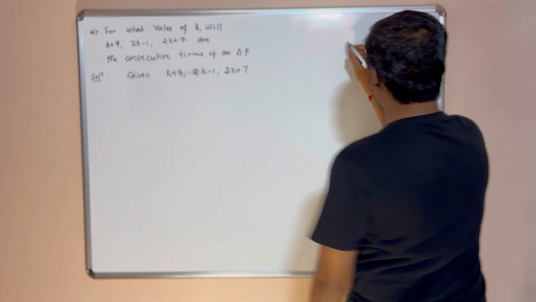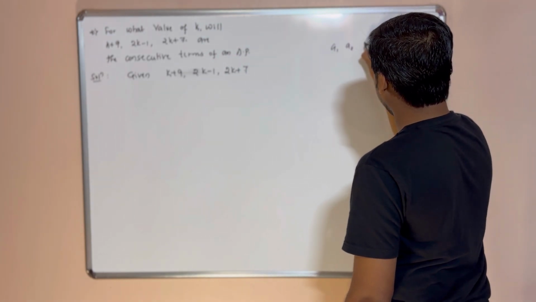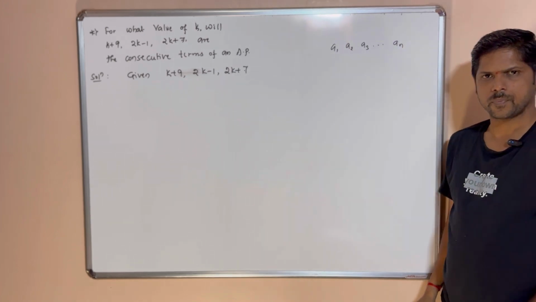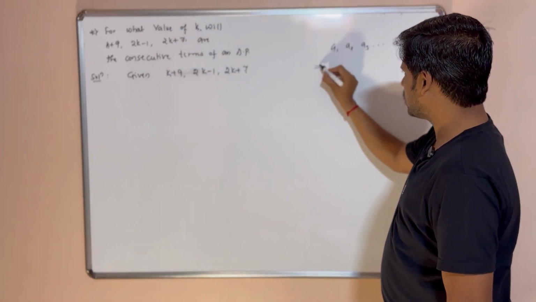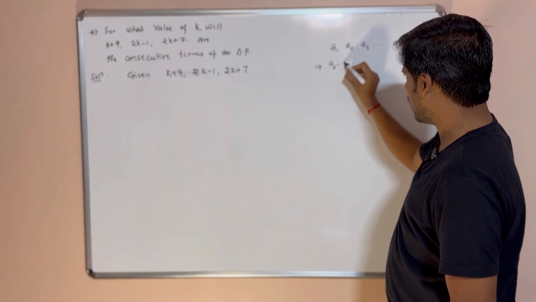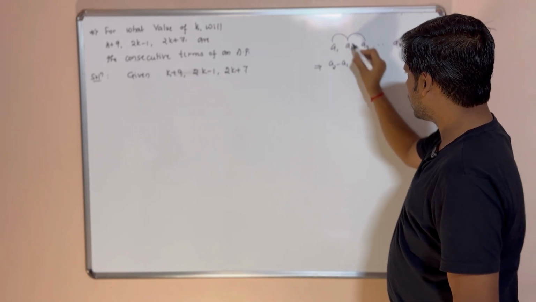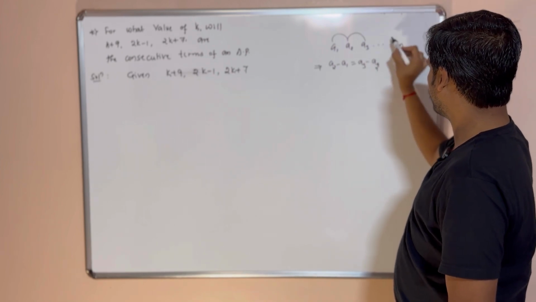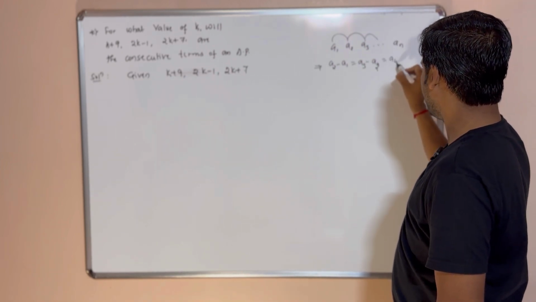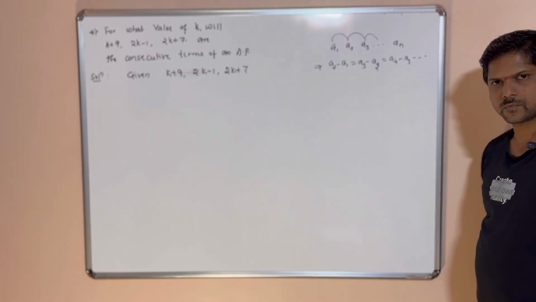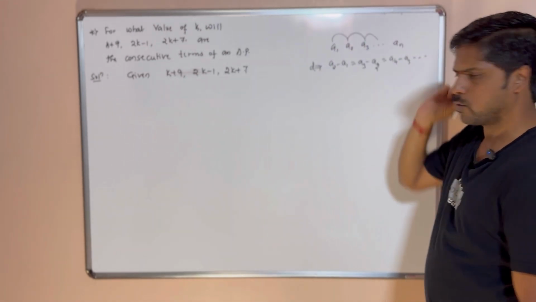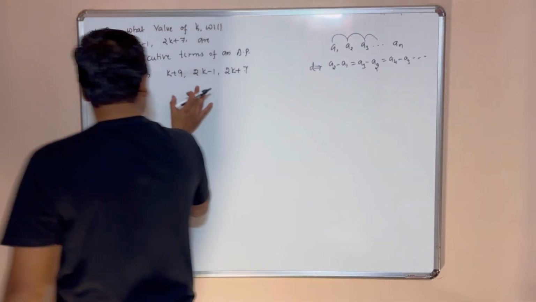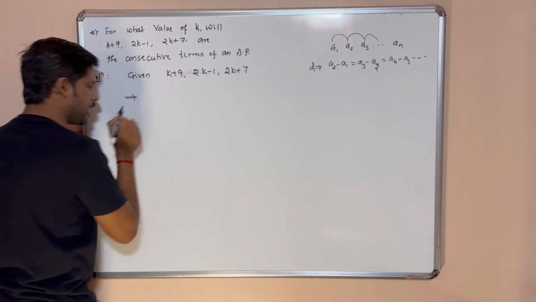Suppose here we consider one general example, A1, A2, A3 and so on up to AN. This is our AP. What is the AP definition? Common difference is same. So that is A2 minus A1, A3 minus A2, A4 minus A3 and so on. All are equal. So that is denoted by small d. Now here we have 3 terms. The common difference is also same here, if it is an AP.